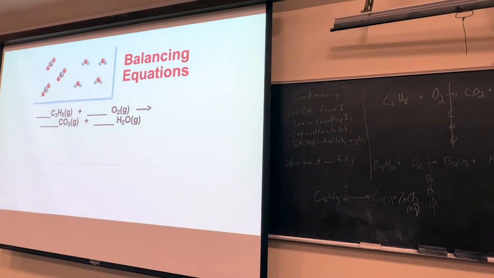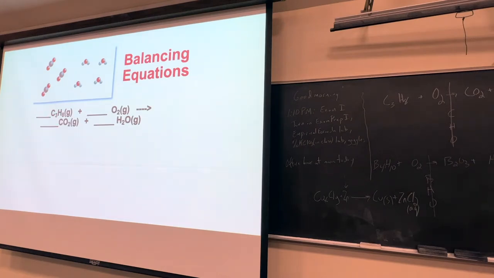If you have a little portable barbecue thing at home, you're probably using this reaction to create the energy to barbecue your garden burgers or whatever you barbecue. But anyway, I digress. This reaction right now has unequal atoms on both sides. Propane has 3 carbons right there, and there's only 1 right there.